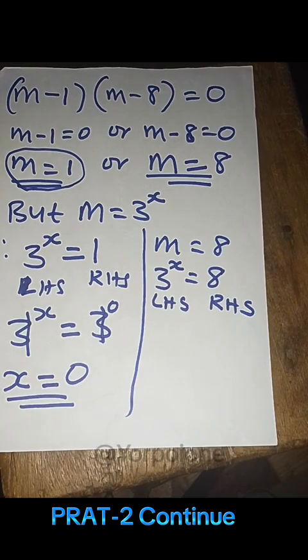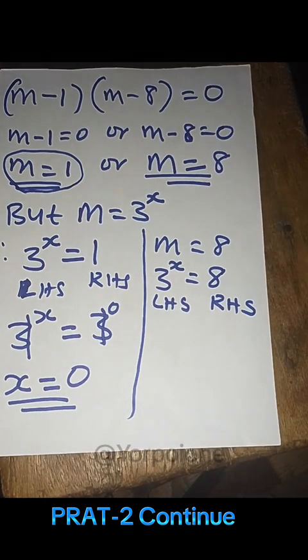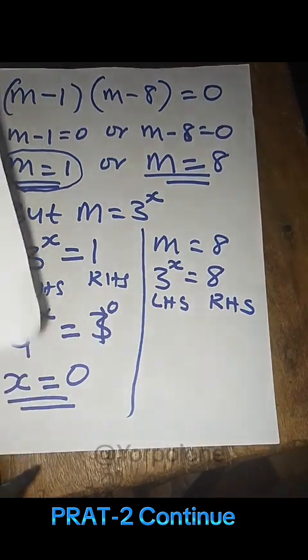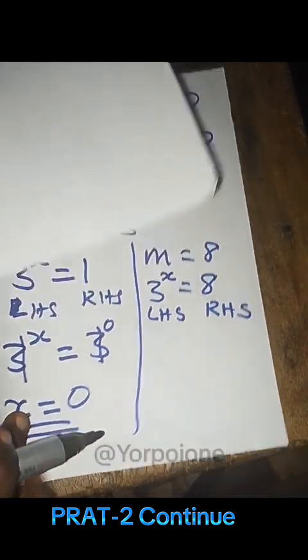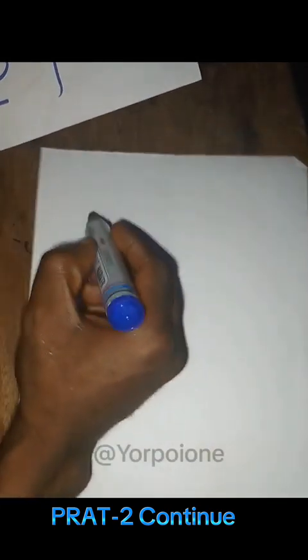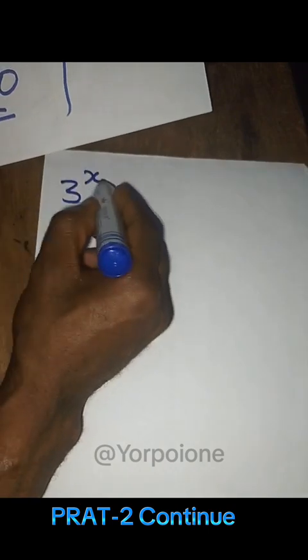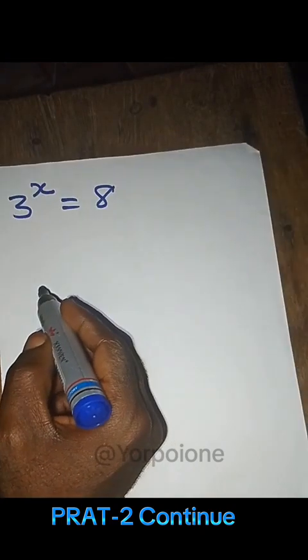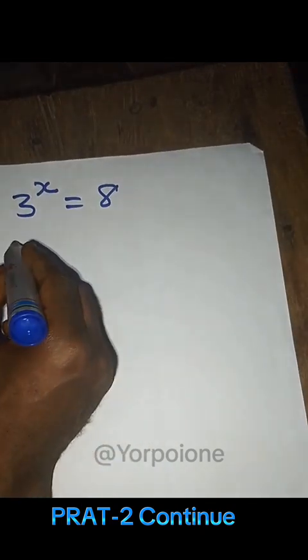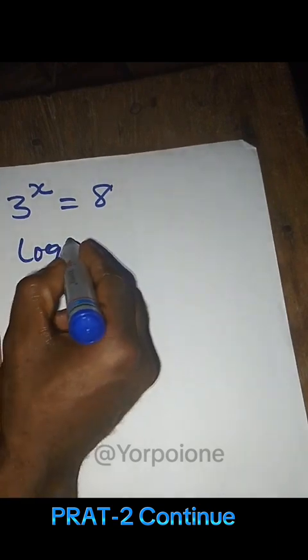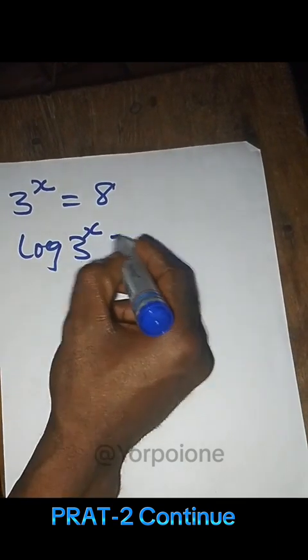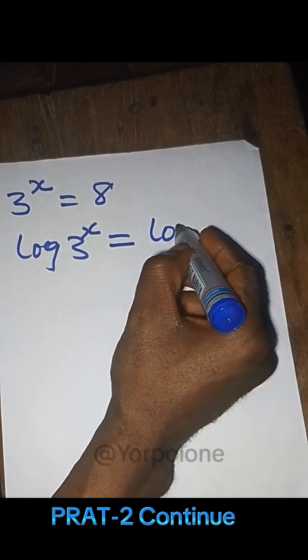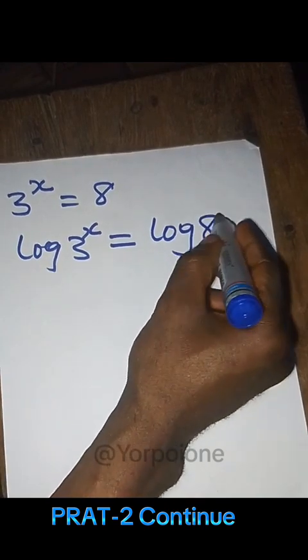So what do we do? We apply logarithm law. Of course, we apply logarithm both sides. Of course, if you involve my video, we've done that one. So what do we have? We now have 3 to the power x is equal to 8. So if we apply logarithm both the left and the right-hand side, what do we have? We have log 3 to the power x is equal to log 8.